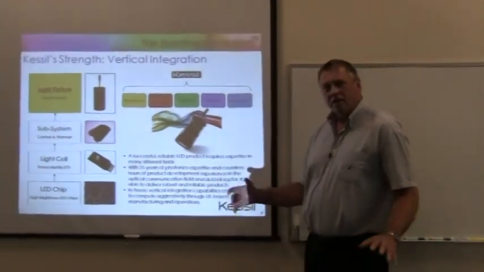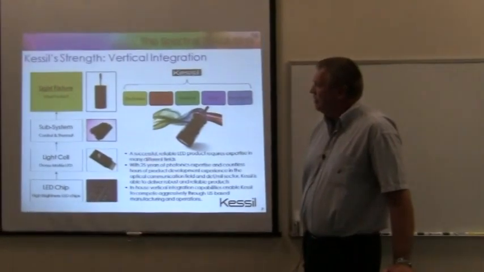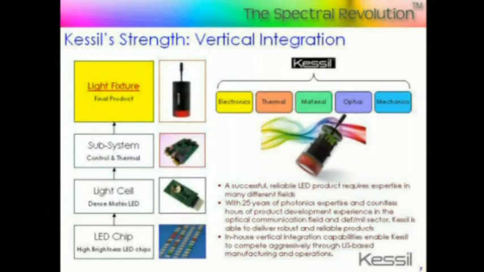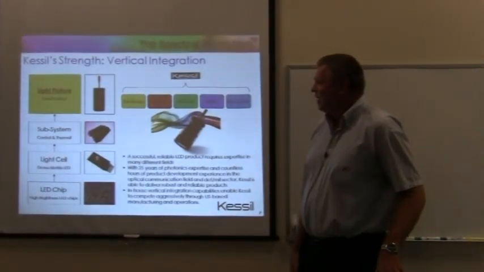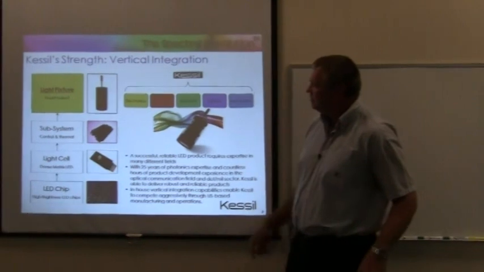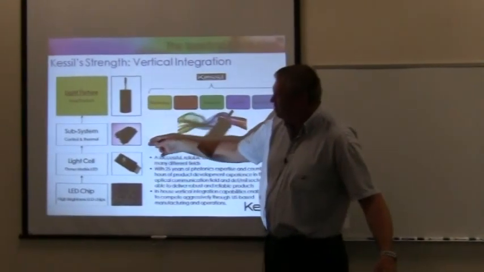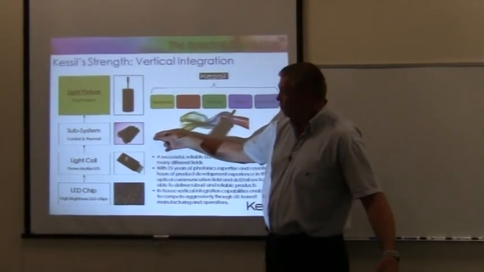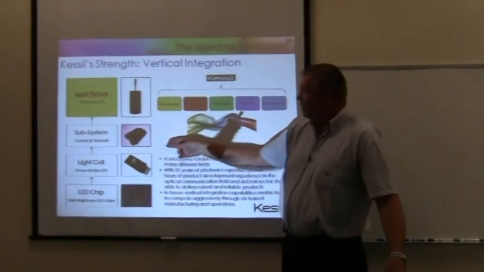Now there's a lot involved in making an effective LED lighting product, and one of Kessil's key strengths is the level of vertical integration that's brought to the table with every Kessil lighting product. So there's a commonality of design and coordination amongst various teams to produce not only the final product, the light fixture, but the subsystems that are part of that product, including driver electronics and control boards, as well as various mechanical parts that are associated with the thermal management of the product.